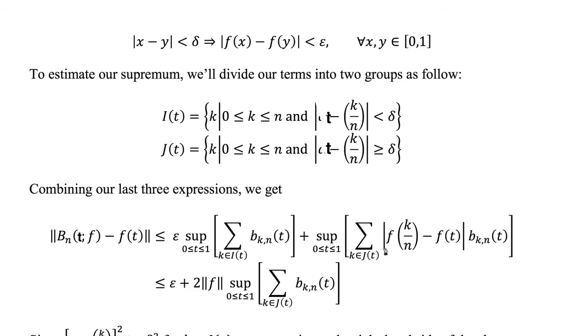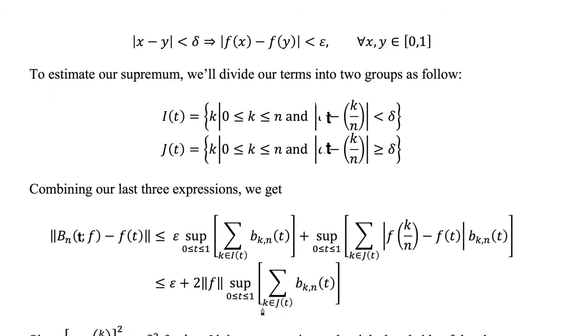And second, we know that f is a continuous function over a closed interval, so by the extreme value theorem, we know that its maximum exists. Therefore, this term here can be approximated by 2 times the sup of f inside the interval 0 to 1. And therefore, we are left with the term 2 times the supremum of f times the supremum of such expression.